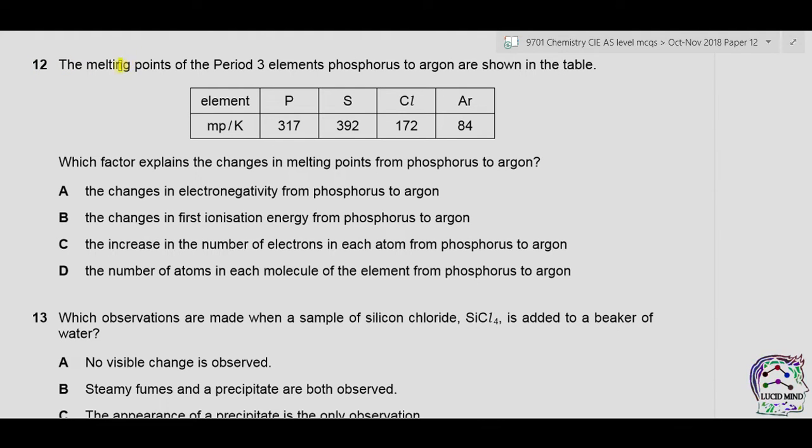Question 12. The melting points of period 3 elements phosphorus to argon are shown in the table: 317, 392, 172, 84. Which factor explains the changes in melting point from phosphorus to argon?